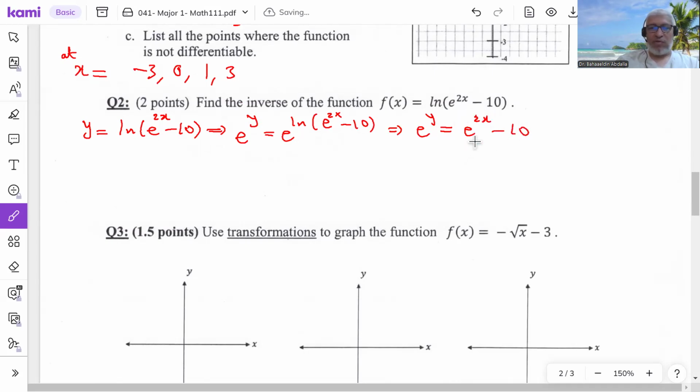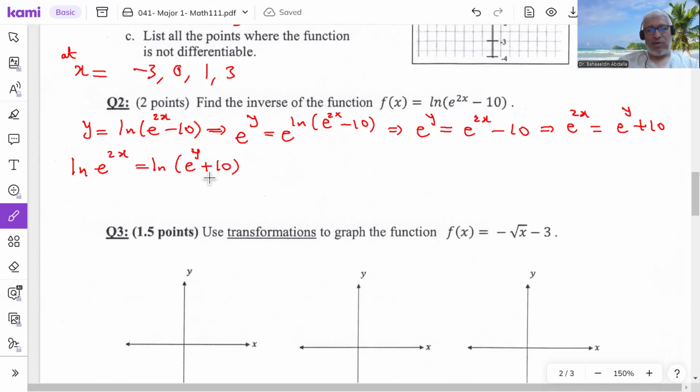I need to solve it for x. So I'll take 10 to the other side. So e to the power 2x would be equal to e to the power y plus 10. Now to solve it for x, I need to apply ln to both sides. Now applying ln to the right-hand side, you should write it like this.